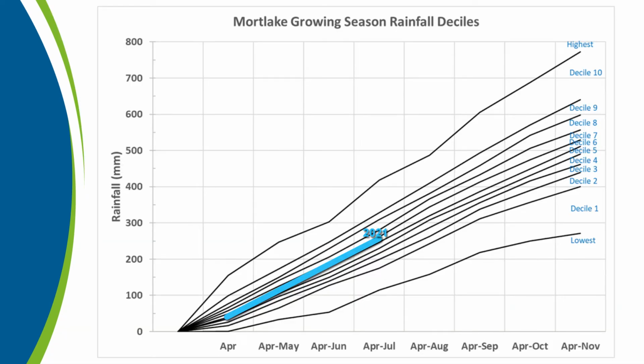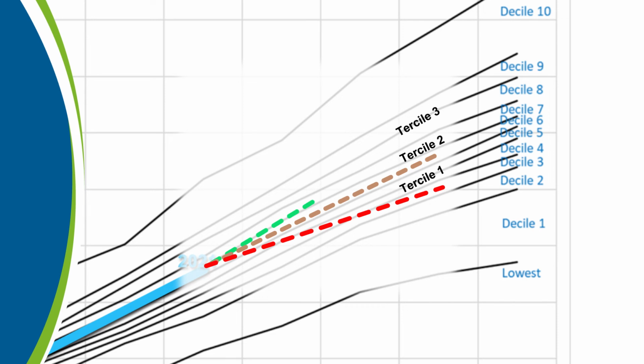This example shows the Mortlake historic monthly rainfall deciles starting at April and cumulatively moving to November. The area between each black line defines the decile range. The blue line shows the 2021 cumulative rainfall moving from April through to the end of July. The season has been tracking close to average, starting at Decile 5 and moving into Decile 6 during June and July. The next 3 months' historic tercile rainfall is then added onto the known rainfall.